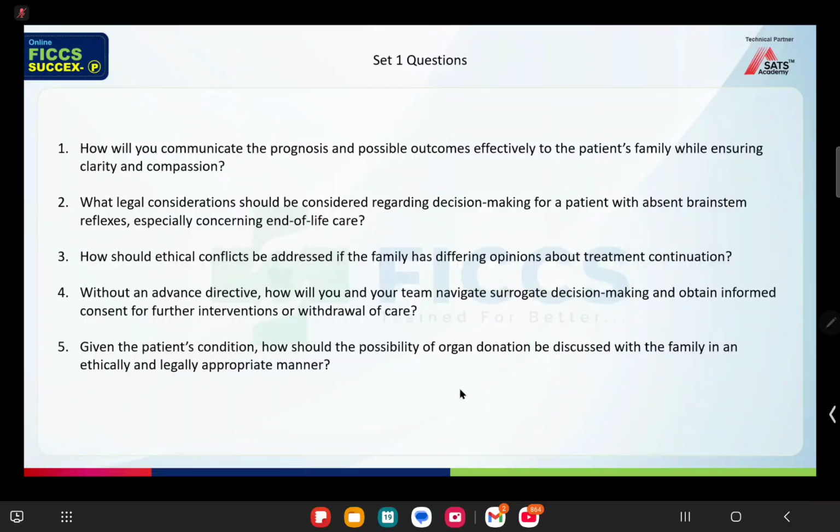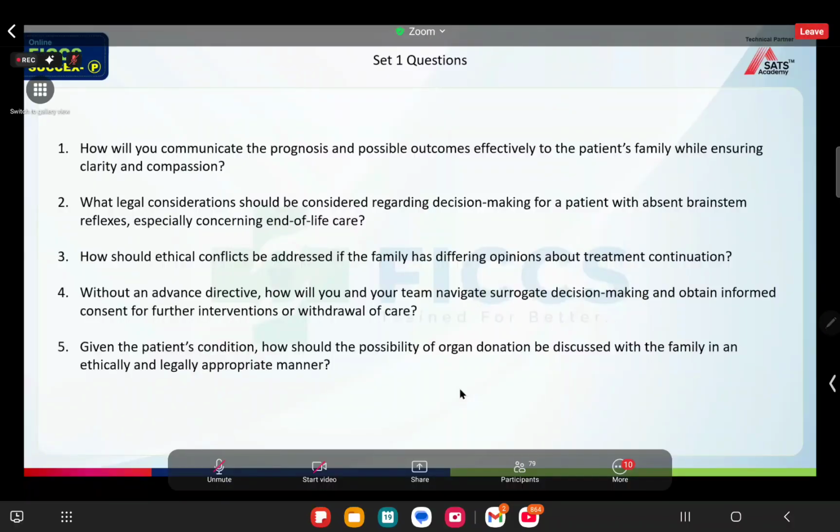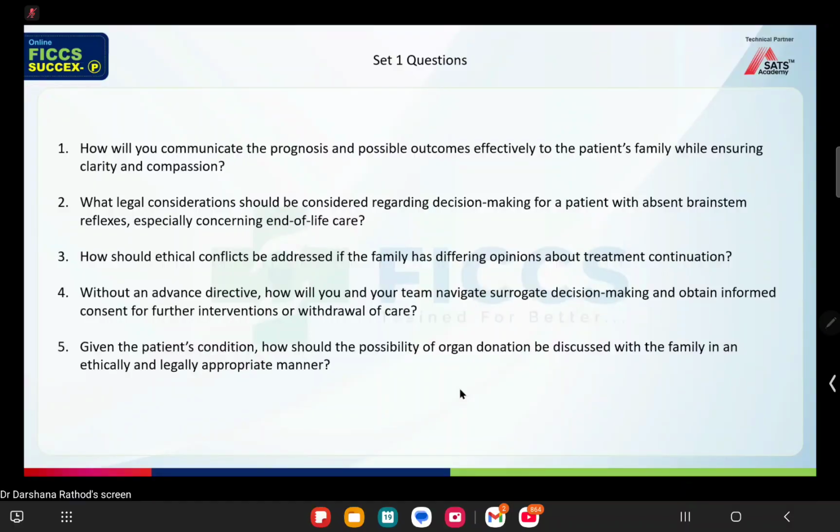First of all, what is end of life care? What are we going to do? Get consent of the relatives that we have to forgo, in the appropriate manner.